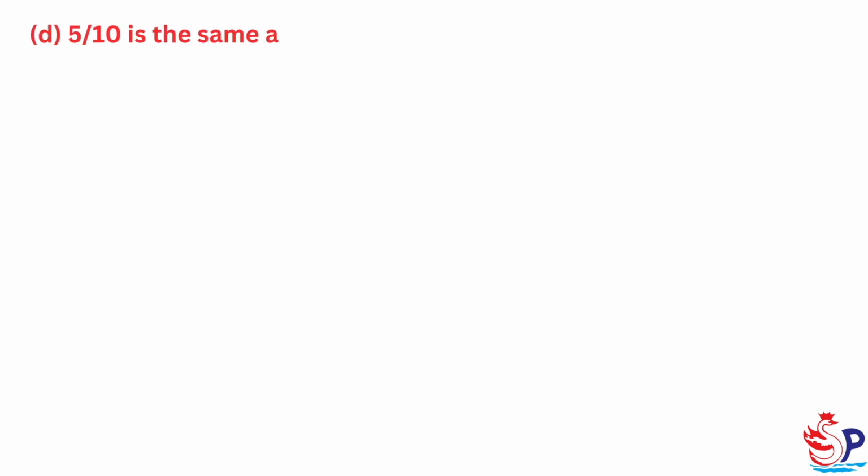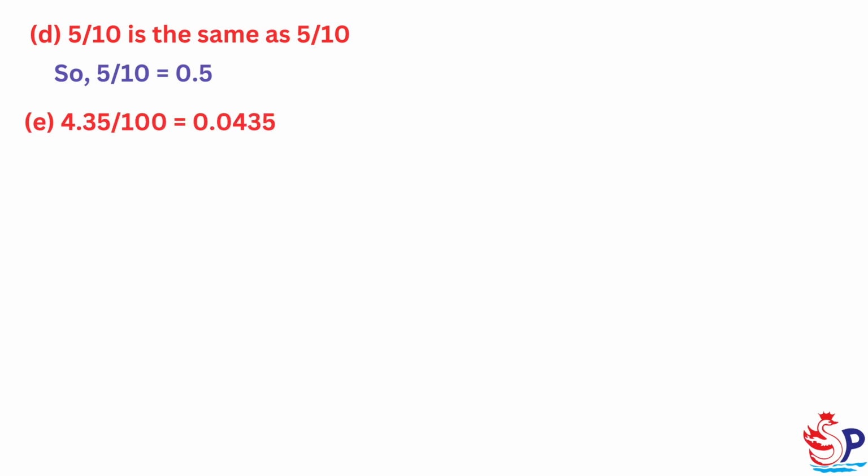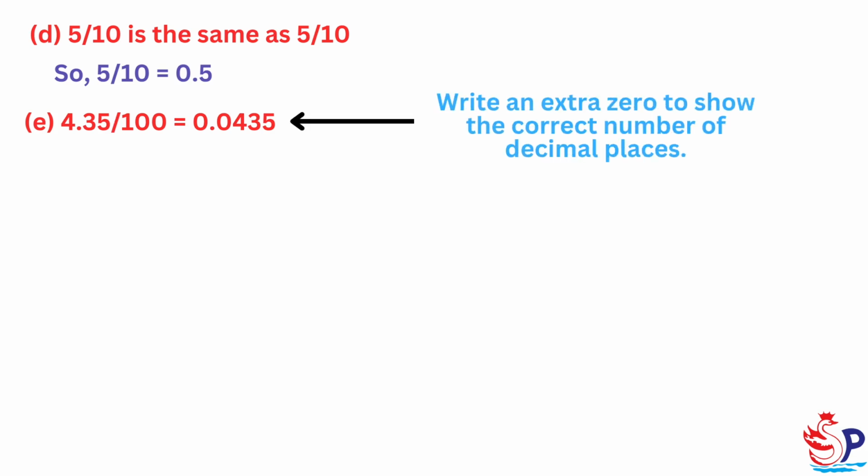D. 5 is the same as 5.0. So, 5 divided by 10 equals 0.5. E. 4.35 divided by 100 equals 0.0435. Write an extra zero to show the correct number of decimal places.